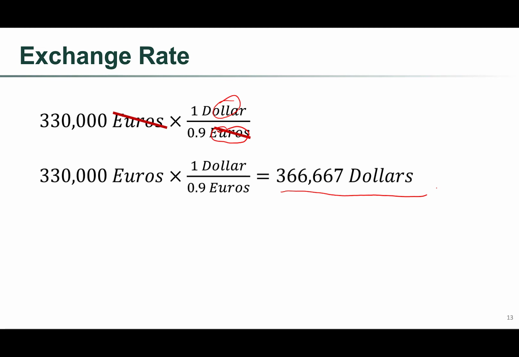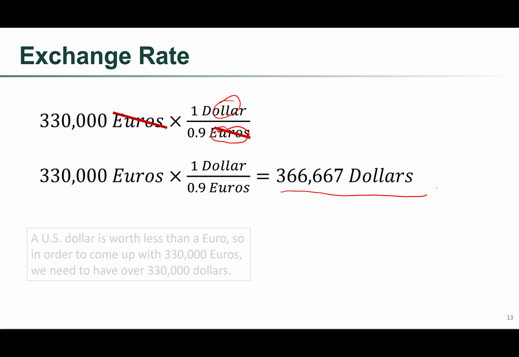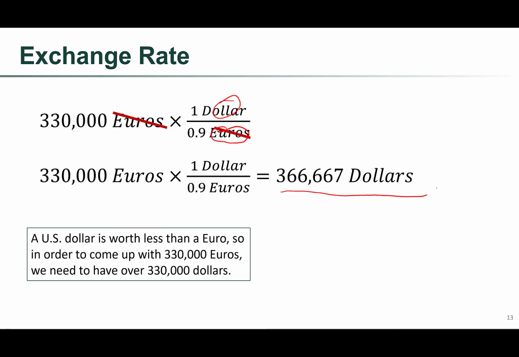Whenever you do these, I like to do a sense check at the end. It's easy to flip around the conversion rate. A US dollar is worth less than a euro. So if you want to come up with 330,000 euros, you need to start off with over $330,000, right? Know that when you get euros, you're going to get fewer euros than the number of dollars you started with. So we start off with over $360,000, and from that, we're able to buy 330,000 euros.